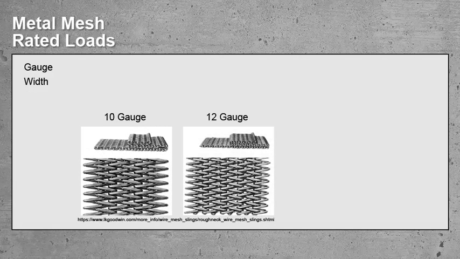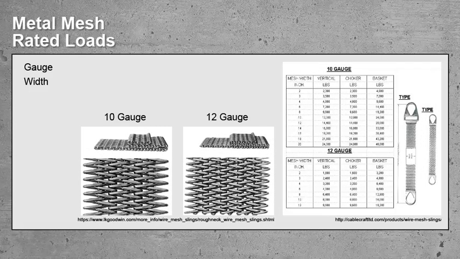Rated loads are dependent on the gauge and width of the sling. The smaller the gauge, the stronger the sling, and the wider the sling, the more weight it can hold. Rated loads are also dependent on the type of hitch, the angle, design factor, and the material strength.